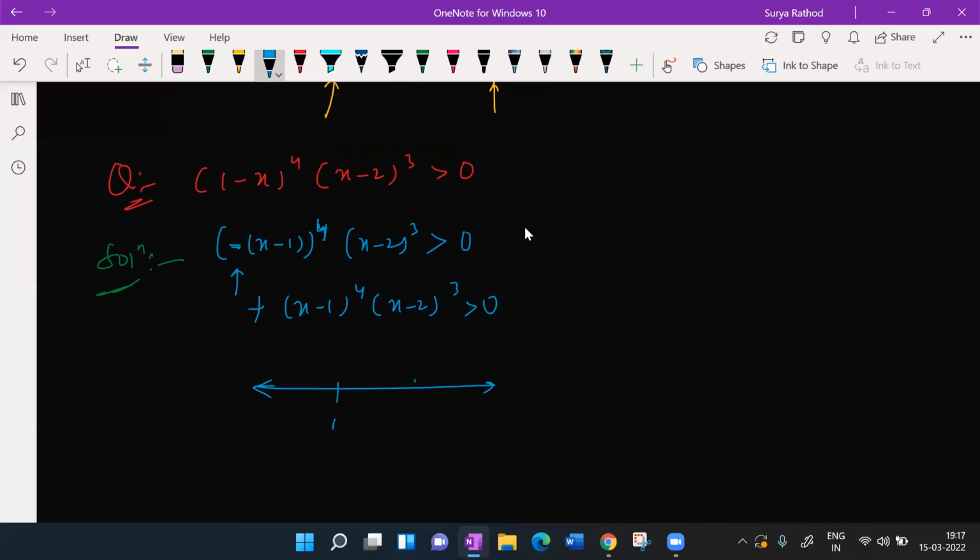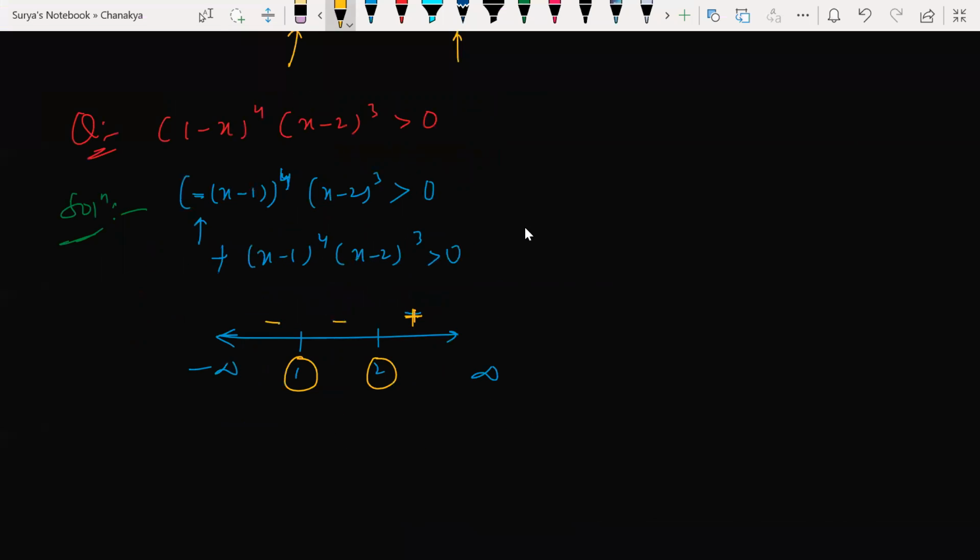Look at its critical points, 1 and 2. So minus infinity to plus infinity. I need greater than 0, and not all powers are odd. So I should always start with the plus. I must check the power of 2 here. Power of 2 is odd, so the sign changes. I must check the power of 1 here. It is even, so it will remain minus only. Any doubts?